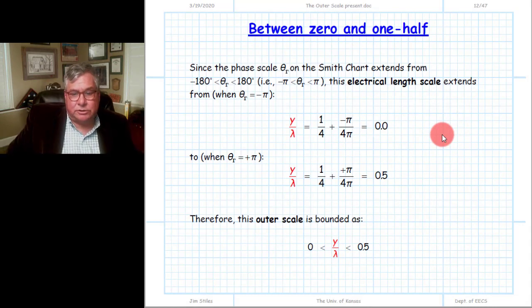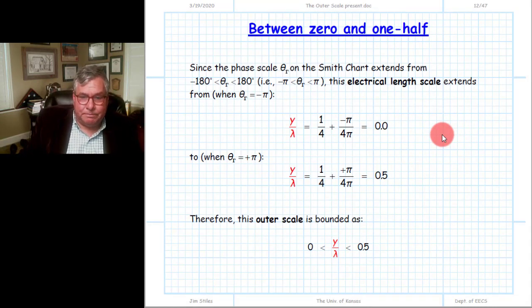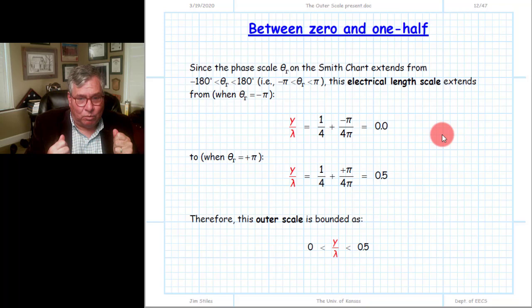So just to complete the description of the mapping between our index y over lambda and the reflection coefficient angle. If y over lambda is equal to 0, the reflection coefficient angle will be minus pi, or minus 180 degrees. On the other extent, a reflection coefficient angle of 180 degrees corresponds to a normalized index y over lambda of 0.5.